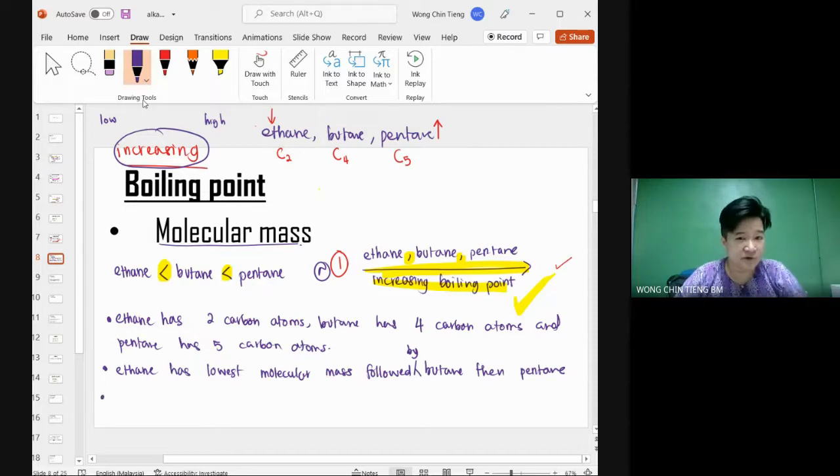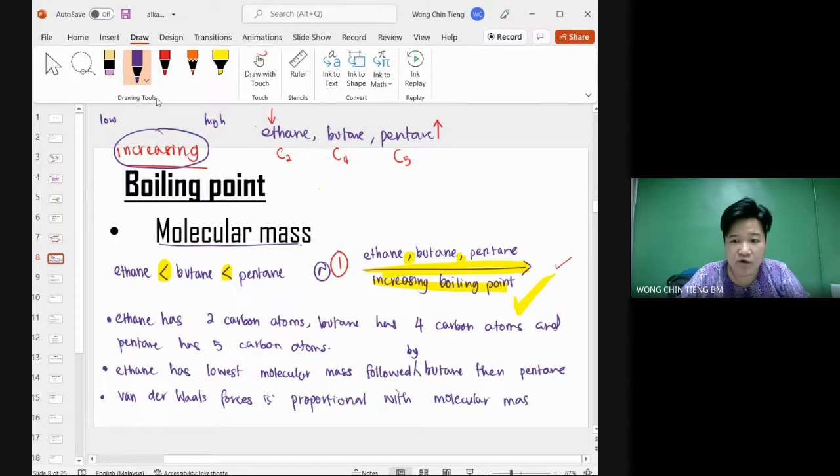And then lepas tu, okay, when you have the lowest molar mass already, then we go for, therefore, the van der Waals forces. Sorry, saya nak letak statement ni dulu. Saya nak statement dulu, sorry, $1 million statement. Van der Waals forces is proportional with molecular mass. Van der Waals forces is always affected by molar mass. So molar mass rendah, therefore, nak cerita yang tinggi ke nak cerita yang rendah?